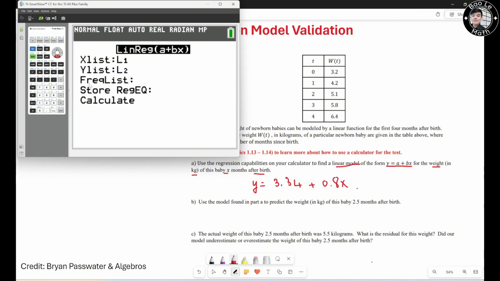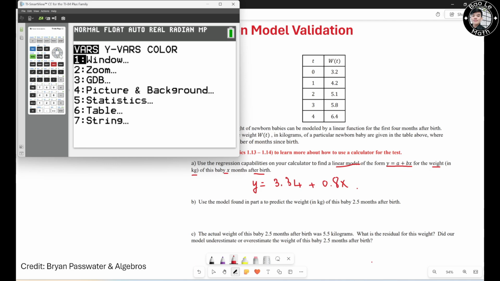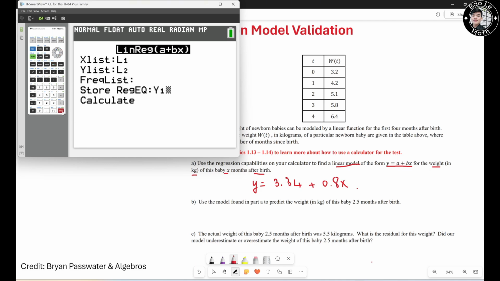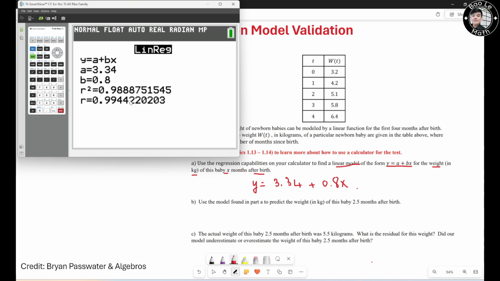Now, store regression right here. You need to hit vars, Y vars, function, Y1 to have the calculator store your equation. And then go to calculate, hit enter, and then you get the same answer, 3.34 and 0.8.